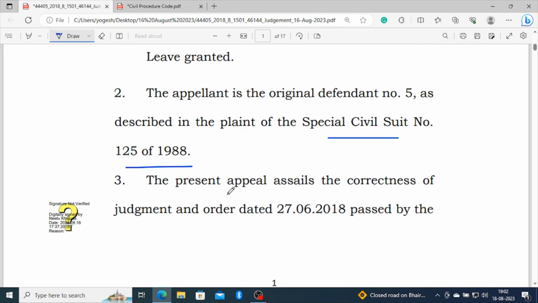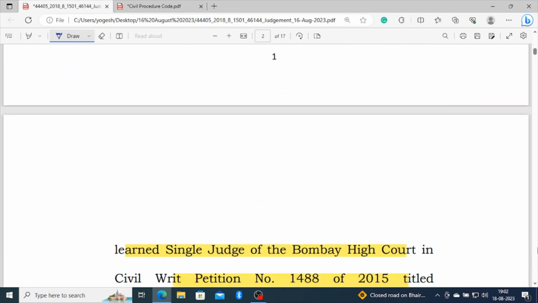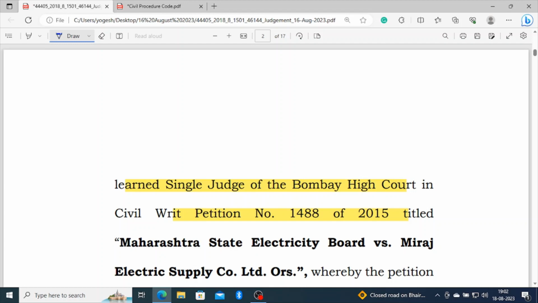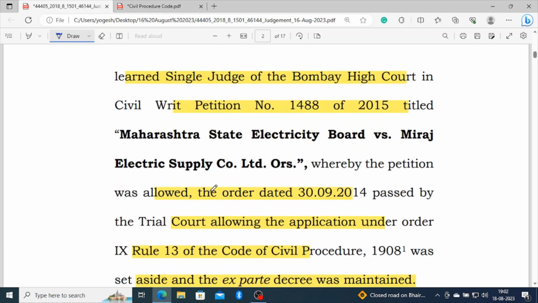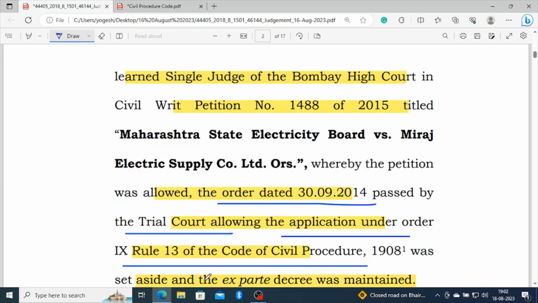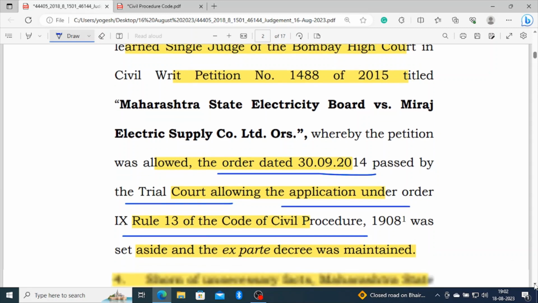So this present appeal assails the correctness of the judgment and order dated 2018 passed by the learned single judge of the Bombay High Court in civil petition number so and so, where the petition was allowed and the order passed by the trial court allowing the application under Order 9 Rule 13 was set aside, and the ex parte decree was maintained.